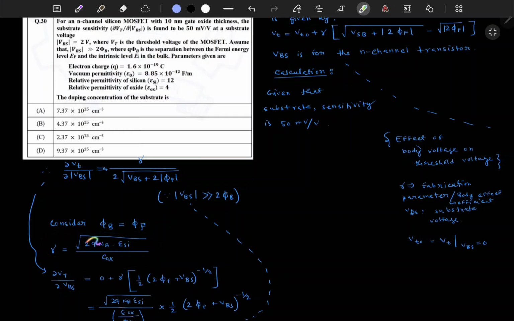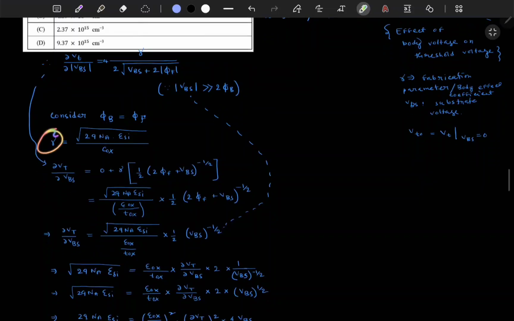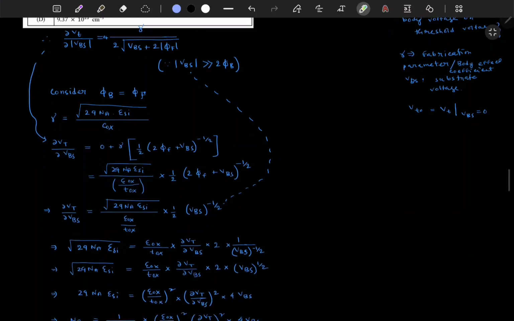This is equal to root under 2q N_A epsilon_si by C_ox. Okay, 2q N_A epsilon_si by C_ox. Now here we can put it. So this will become this gamma into, okay, so here again we have written this. So now we are putting this thing here. So it will become this, you can see, and the C_ox value we have just put in, because this is the capacitance formula, epsilon_ox by t_ox, the oxide capacitance. So into this part is there.